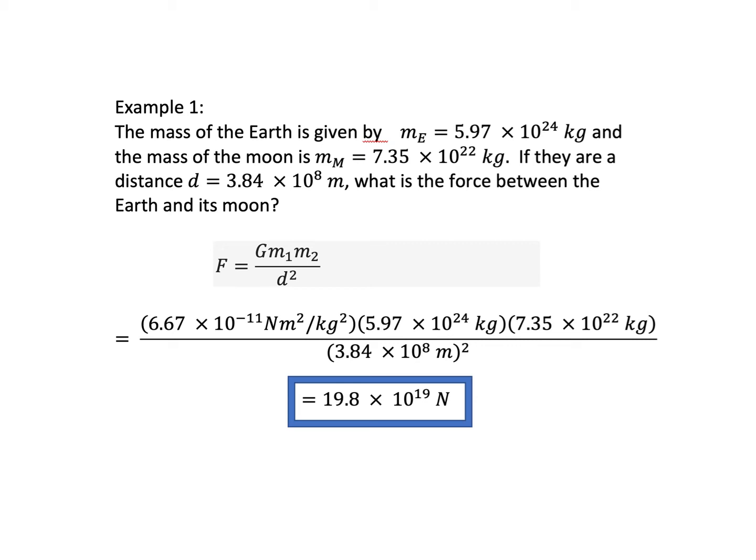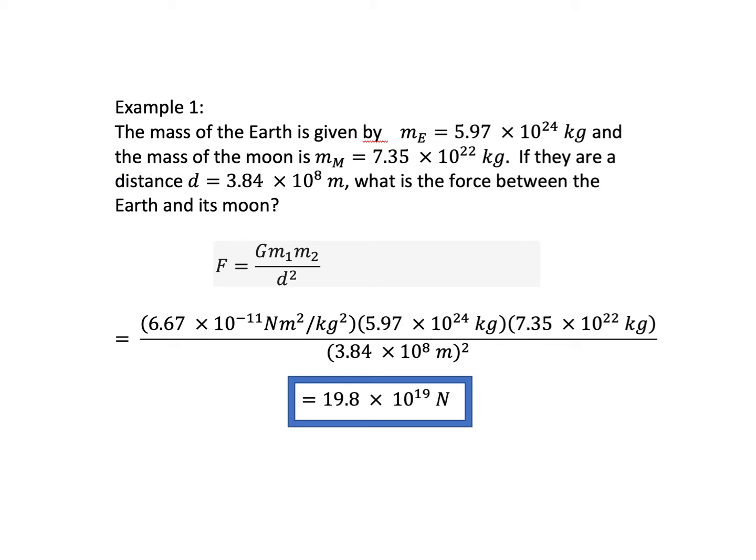So here is our example. The mass of the Earth is given by M sub E. The E stands for Earth. The mass of the Earth is 5.97 times 10 to the 24 kilograms. Now, 10 to the positive 24 means you take the decimal place and move it to the right 24 times. So that's 597 and then 22 zeros. So the mass of the Earth is a really, really big number.